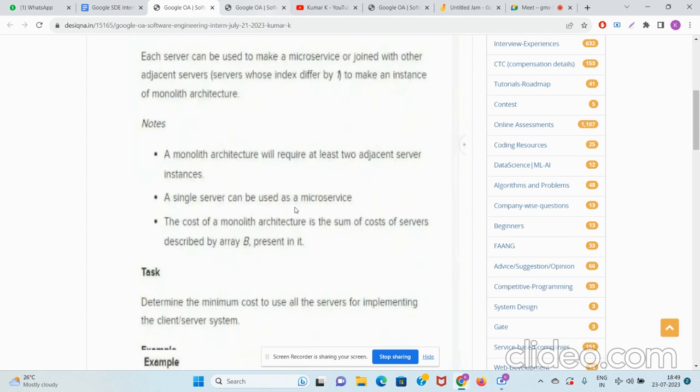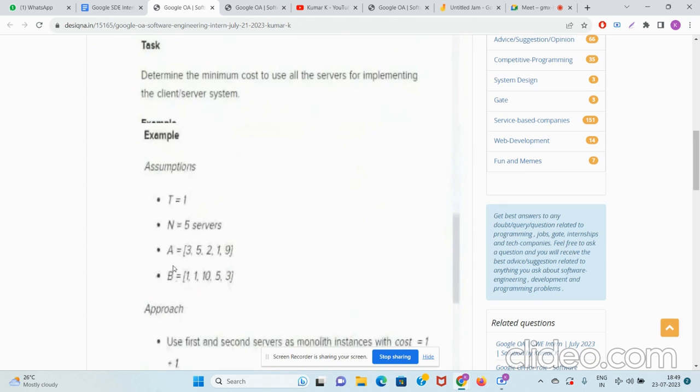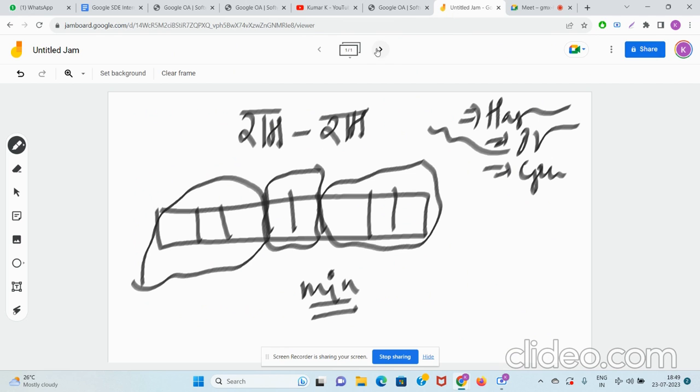So guys, whenever you are trying to divide the array, say A is given to us as 3 5 2 1 9 and 1 1 1 0 5 3.